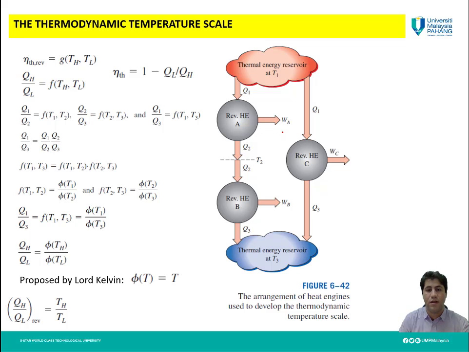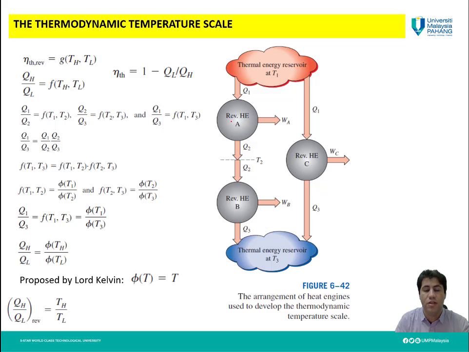Let's start with an imaginary arrangement of three different reversible heat engines like what you can see here. We have two reservoirs, one with T1, the other one a heat sink with T3, where T1 is higher than T3. As you know, the heat engine will capture thermal energy from the heat source, produce work, and release a fraction of that thermal energy to the sink.